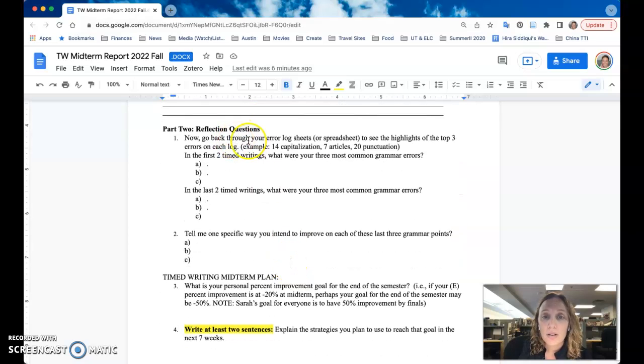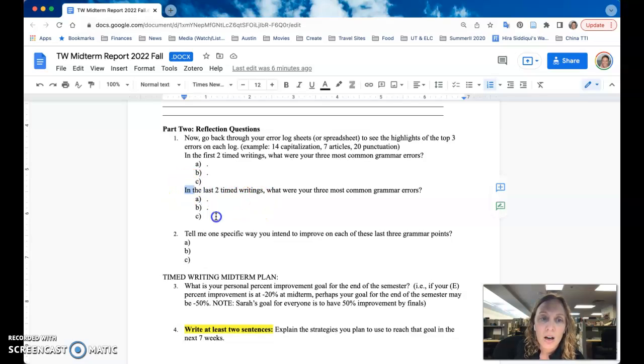Now go back through your error logs and decide what your first 2 timed writings' most frequent common errors were, and the last 2 timed writings, what were the frequent common errors? Write them in here and we can see if they've changed. For example, in the beginning you had many capitalization errors, but you don't have those anymore, so we can see that that's been an improvement over time.